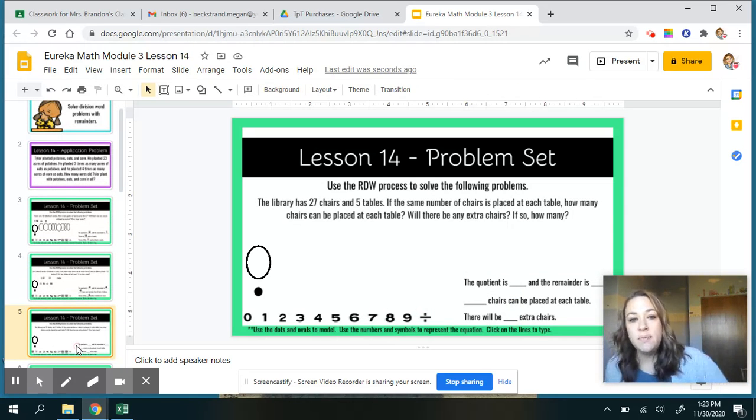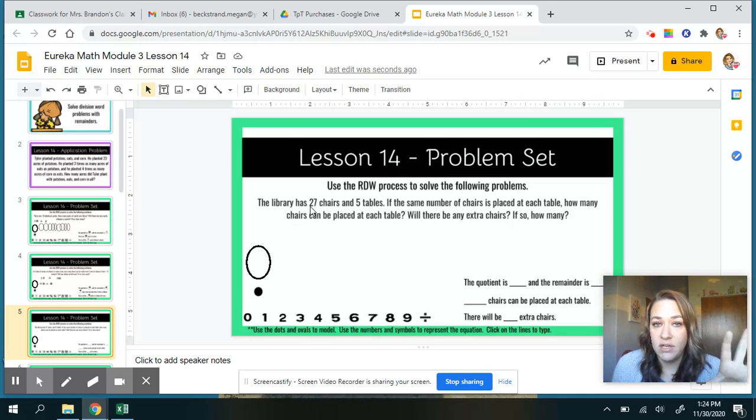All right. The library has 27 chairs and 5 tables. If the same number of chairs is placed at each table, how many chairs can be placed at each table? Will there be any extra chairs? If so, how many? So I have 27 chairs and I have 5 tables. So you can kind of think, well, okay, if I have that many chairs and I'm breaking them up to those tables, that means our division problem will be 27.